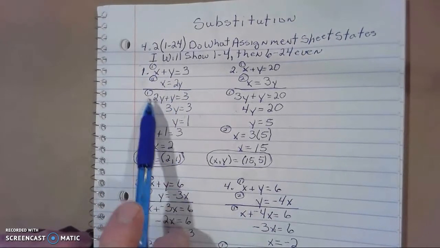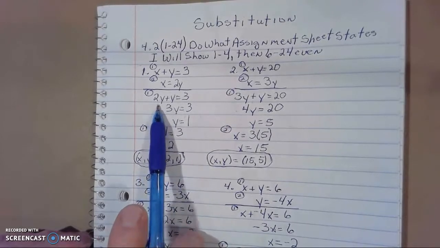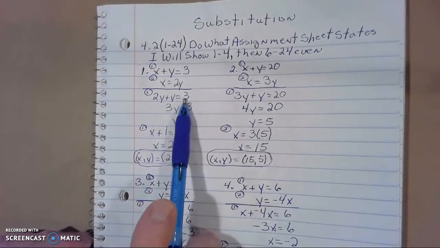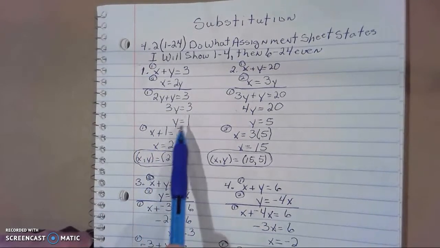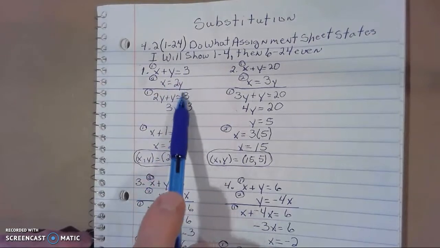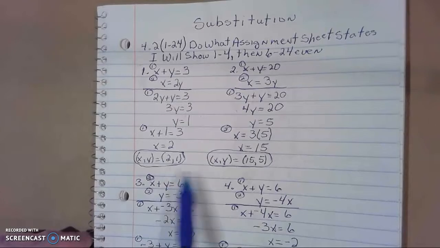I've got the equations numbered here so you can see what I've done. And then by substituting that 2y in for the x, now we have 2y plus y equals 3. And so 3y equals 3, and we find the y, and then we put that y value back in one of the equations above and find the x. And this is how you write your answer.